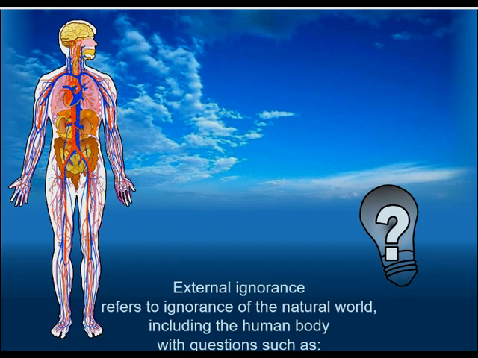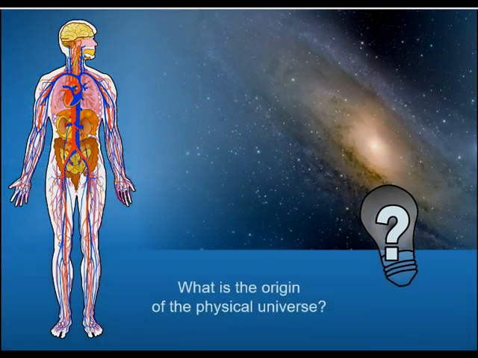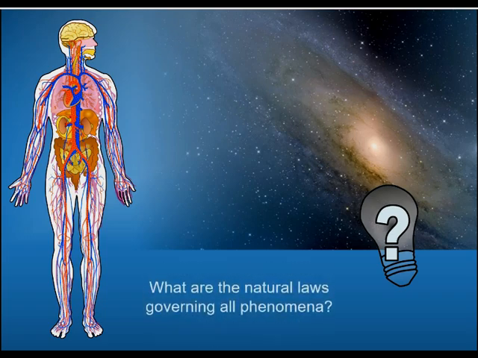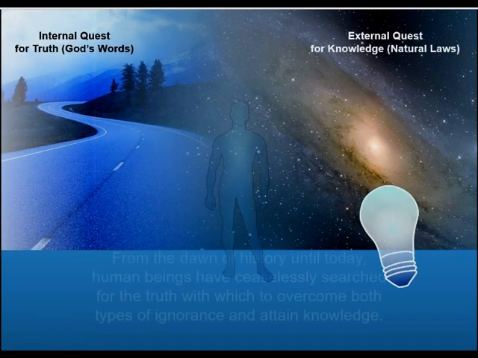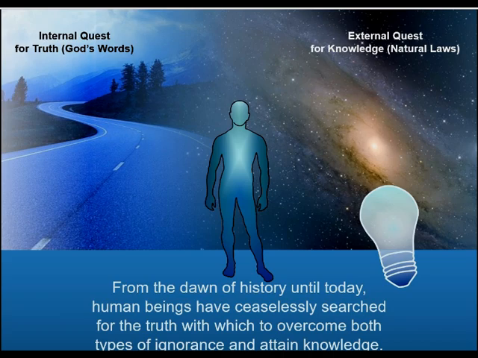External ignorance refers to ignorance of the natural world, including the human body, with questions such as what is the origin of the physical universe, what are the natural laws governing all phenomena. From the dawn of history until today, human beings have ceaselessly searched for the truth with which to overcome both types of ignorance and attain knowledge.